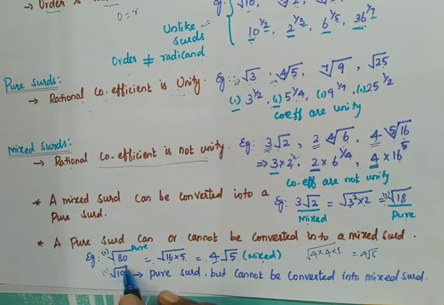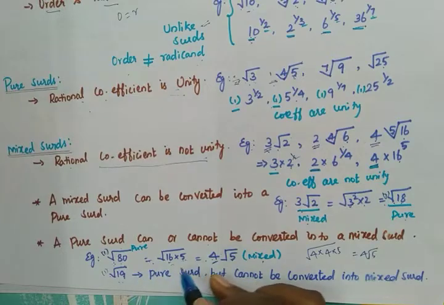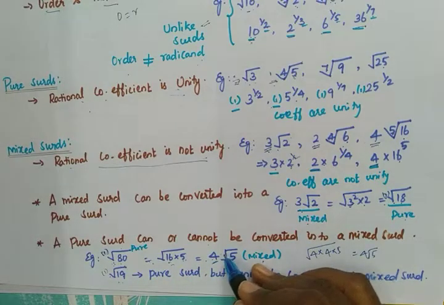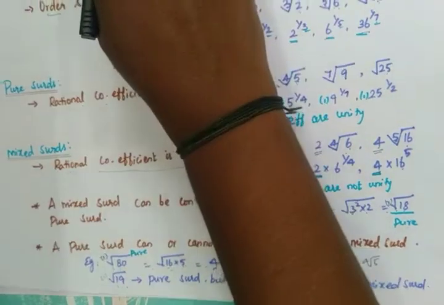Next, if it is square root of 19, we cannot get like this, isn't it? We cannot get the multiple 19 into 1; we will get only 19 into 1. So we cannot write it in the form of mixed. This is a pure surd but it cannot be converted into a mixed surd. That's why a pure surd can or cannot be converted into a mixed surd. These are the types of surds.